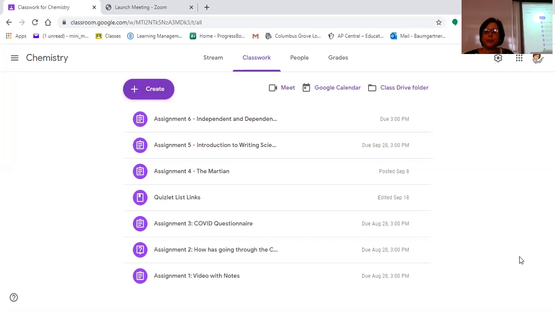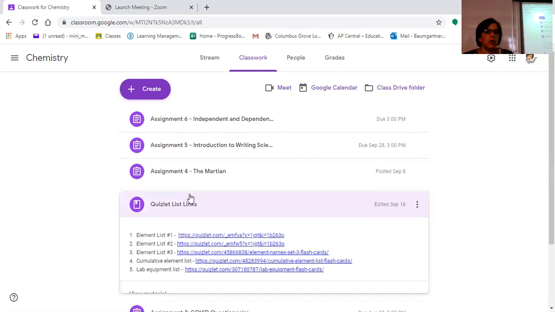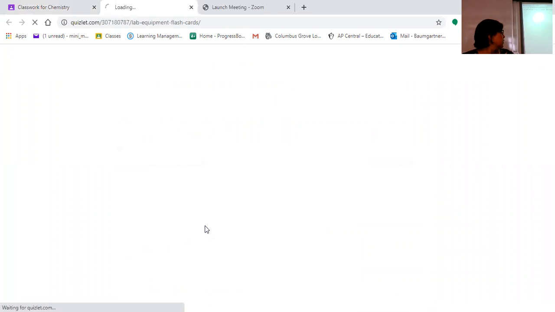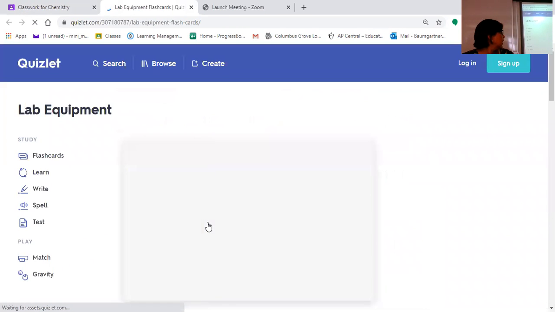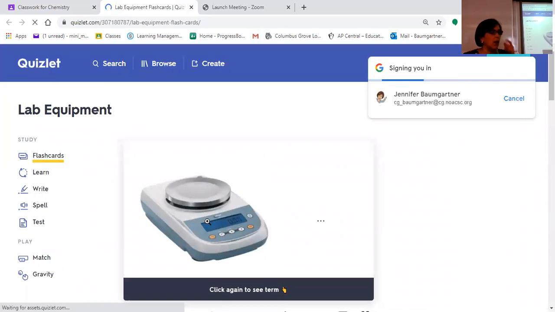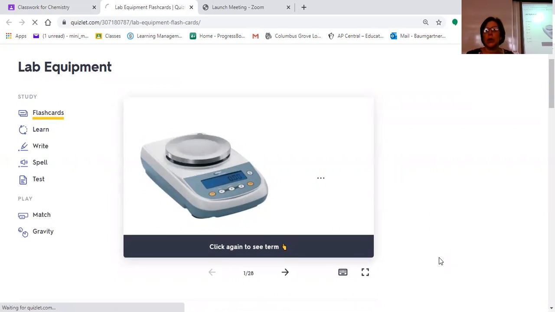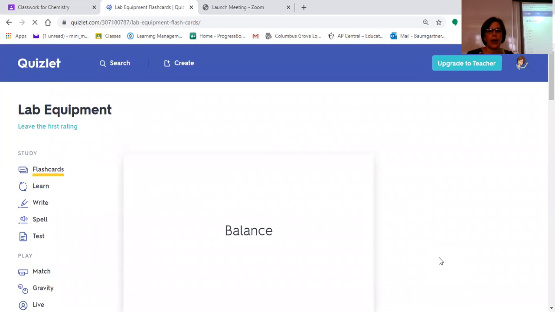All right, so under Quizlet list links, have you guys been here yet to look at the lab equipment? You've got lab equipment, and this brings up a list of all of the lab equipment. So some of this is pretty familiar to you now that you've gone through a lab.